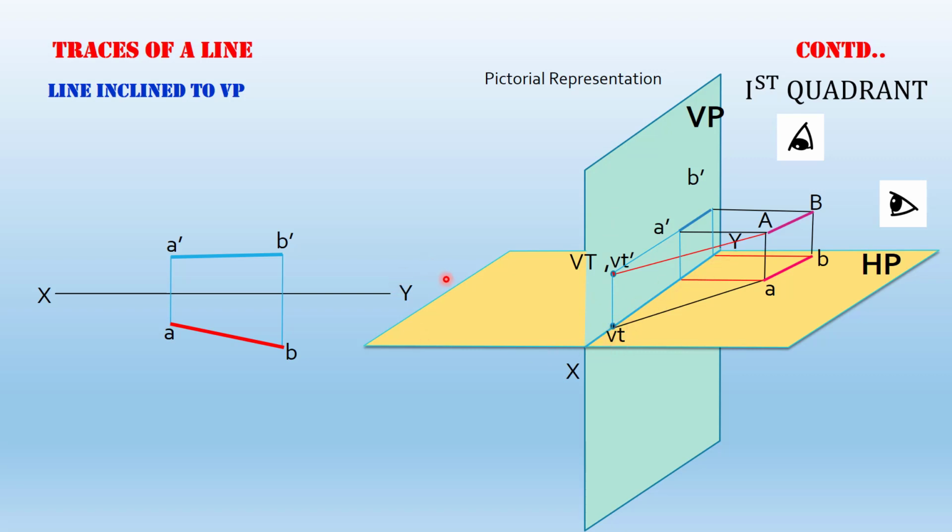Now, how will you obtain the vertical trace in orthographic projection? For that, you need to extend the line AB, and that will meet the XY line at small vt. Then you drop a perpendicular through the vertical trace and extend the elevation A dash B dash, and these two lines will meet at a new point, which is denoted as the original vertical trace, or the elevation of the vertical trace.